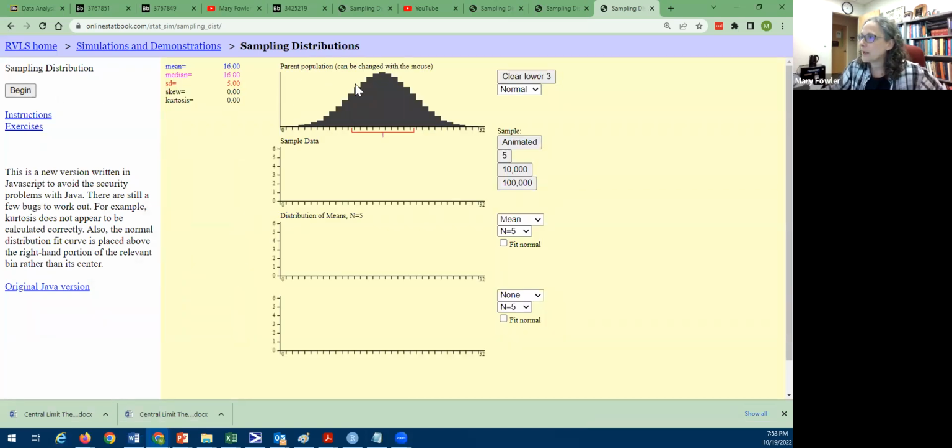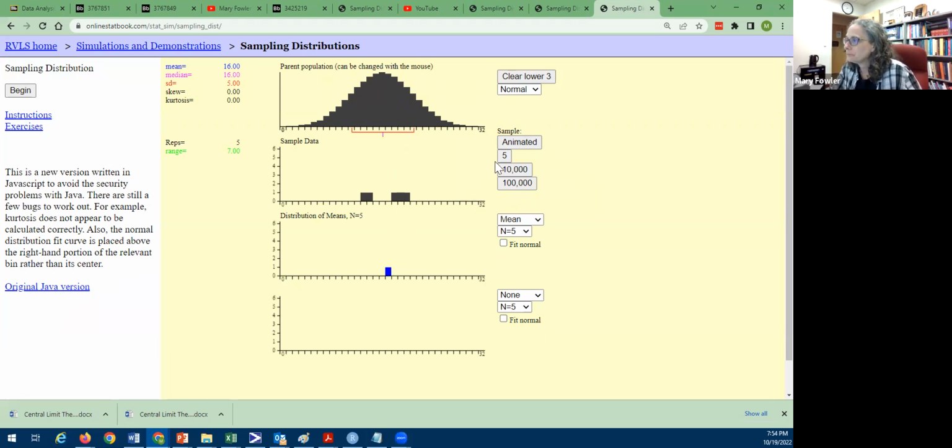And then what we have, at the top, there are some axes here. The top one represents the parent population. It's from this population that we're going to take a sample. So for example, we can click animate. And what we saw was 5 different values being sampled from the parent population. And then down here, the sample mean is taken.